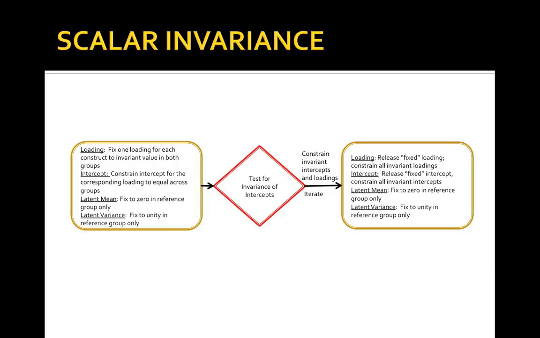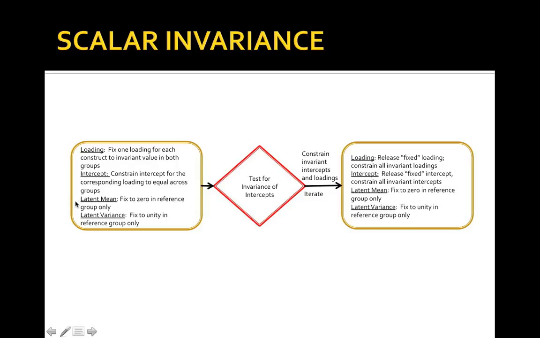In order to set up your model for scalar invariance testing, we'll have to perform these steps on the left. For the loadings, we'll fix one loading for each construct to an invariant value in both of the groups, and the intercept for the corresponding loading will be set equal across the groups. This is in order to achieve identification.